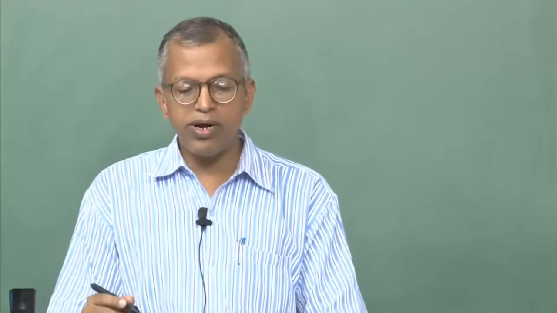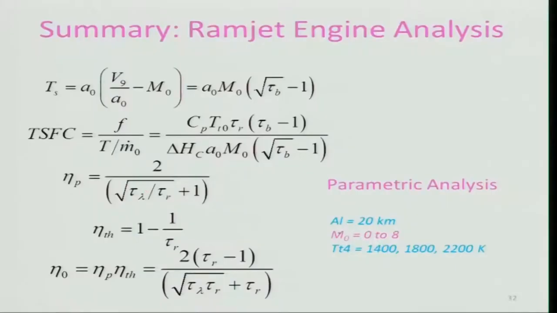So what we will do, we will look at the parameters and take this data, that is the altitude. Let's say a ramjet is flying at an altitude of 20 kilometers, generally it will be at higher altitude, and the Mach number we are varying from 0 to 8. Of course, 0 I can't really say, I have just taken it for completeness' sake, right? And TT4, that is the exit temperature of the combustor. We have taken three values: 1400, 1800, 2200 Kelvin.